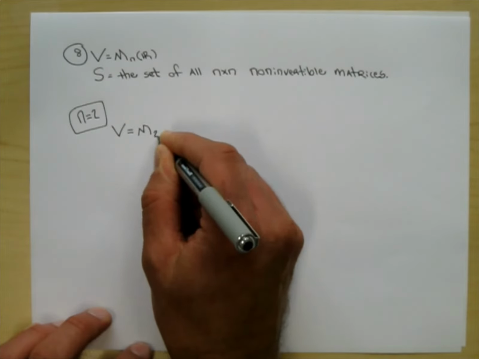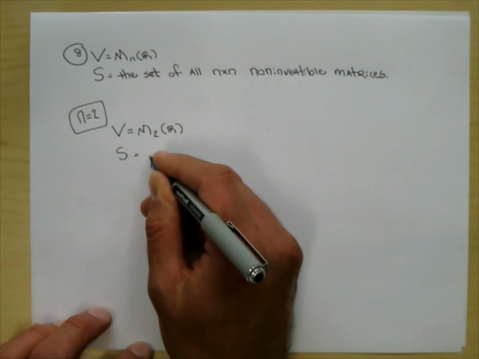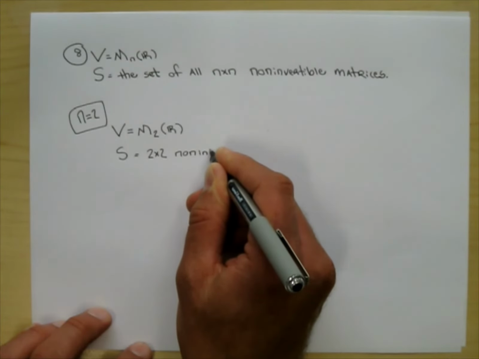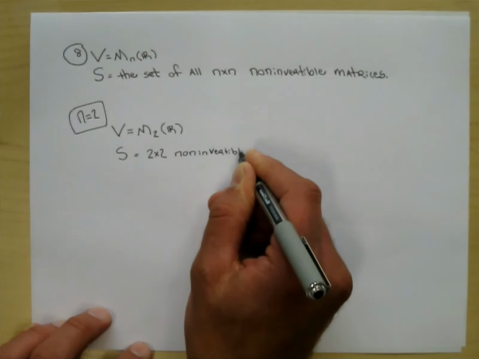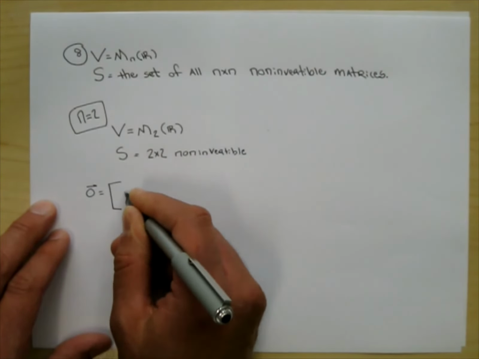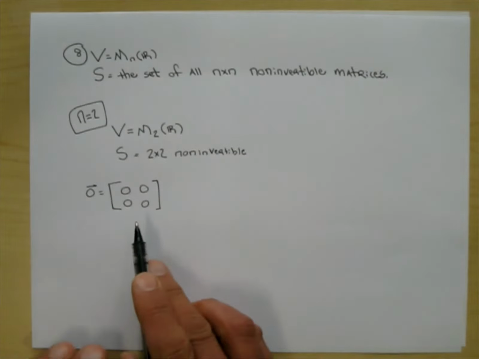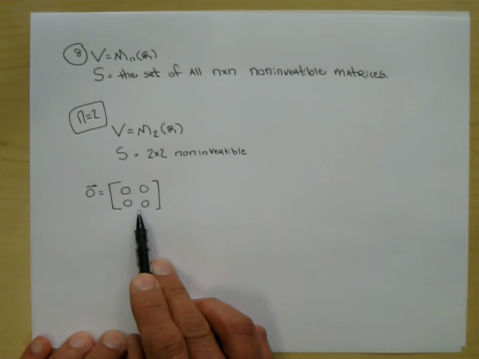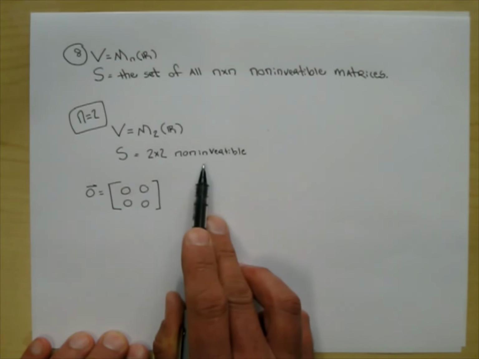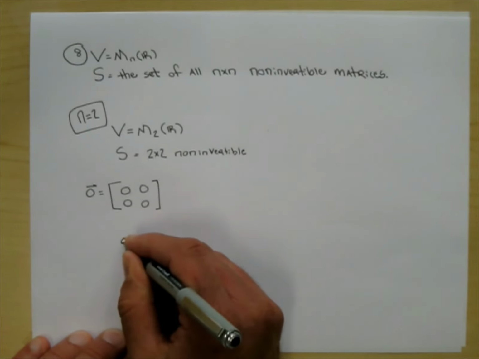So we have M2, and S is the set of 2 by 2 non-invertible matrices. Okay. First thing to look at is the 0 vector, which looks like 0, 0, 0, 0. Is this matrix non-invertible? Now there's a lot of ways of looking at the word invertible and non-invertible. One way is to look at the determinant, and the determinant of this is 0.